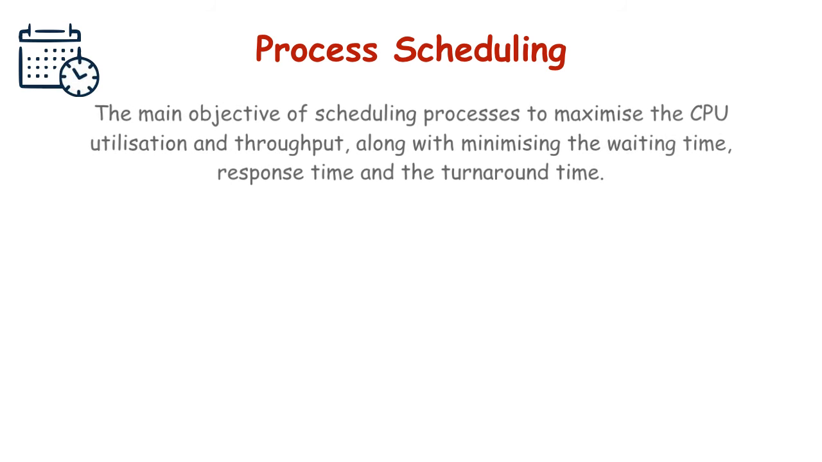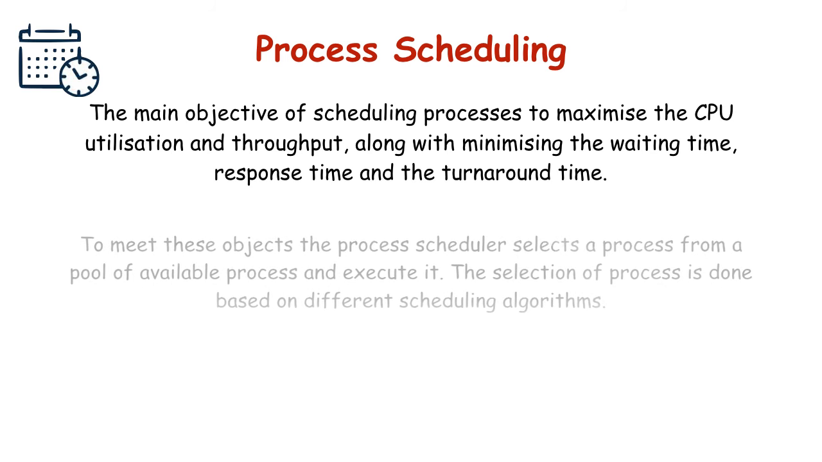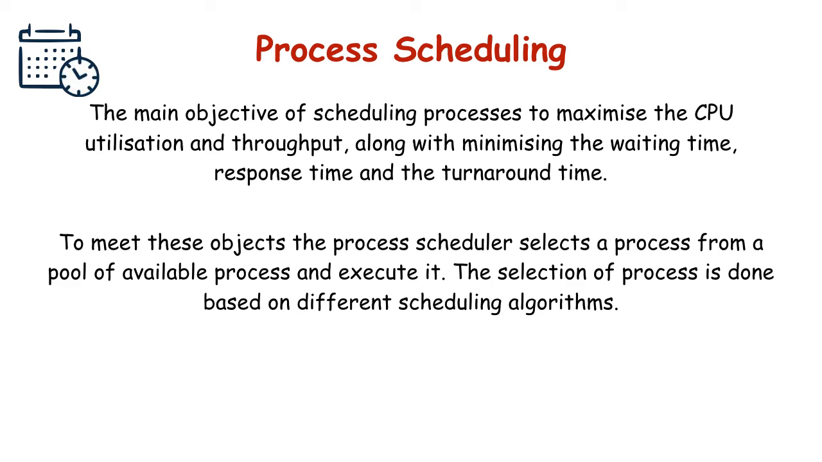Process scheduling. The main objective of scheduling processes is to maximize the CPU utilization and throughput, along with minimizing the waiting time, response time, and the turnaround time. To meet these objectives, the process scheduler selects a process from a pool of available processes and executes it. The selection of process is done based on different scheduling algorithms.